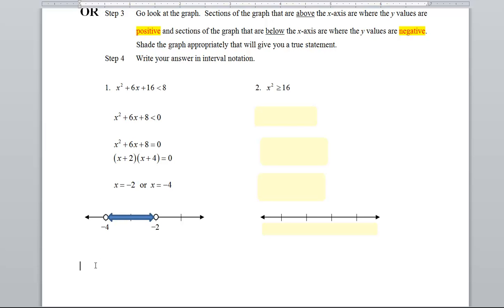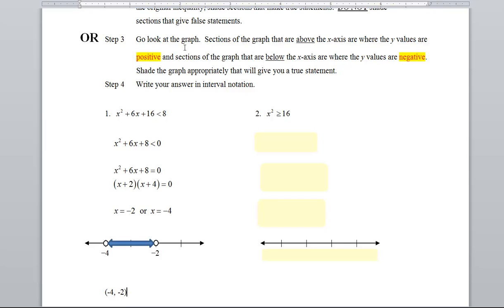So, my answer here would be, I need a parentheses, -4, comma, -2, in parentheses, because I'm supposed to write my answer in interval notation. So that would be that piece right there.